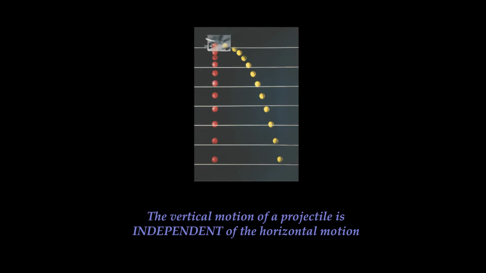The vertical motions are identical, and the red marble has no horizontal motion, and the yellow marble does have horizontal motion. The observation here about the nature of our universe is that the horizontal and vertical motions of a projectile can be treated separately. They are independent, the one from the other. Now, this is not always obvious, particularly if the velocity of the projectile is quite high.